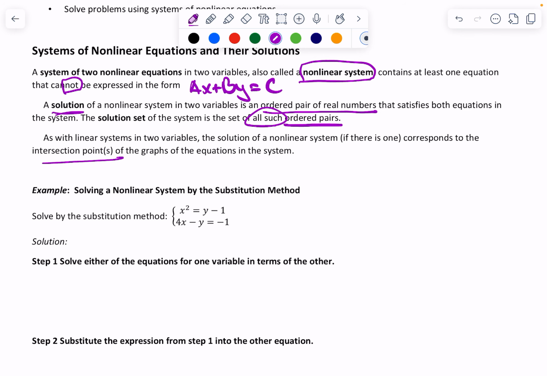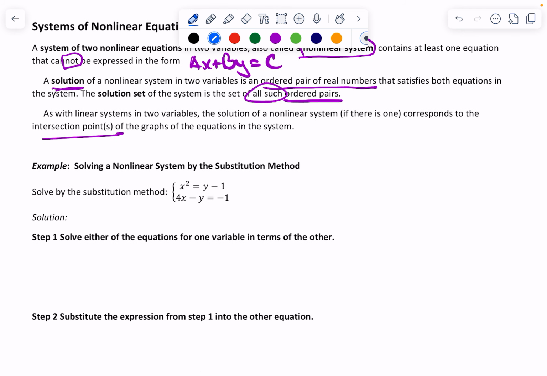Okay, let's look at an example here. So we are solving a nonlinear system by the substitution method, and you can see that it is nonlinear because of the x squared. So that equation is nonlinear. The other one, 4x minus y equals -1, is a linear equation. So our step one is just like we've done with the linear equation. So I'll solve either of the equations for one variable in terms of the other.